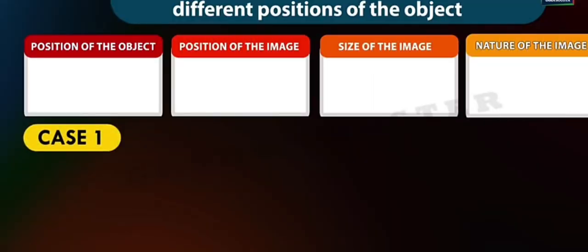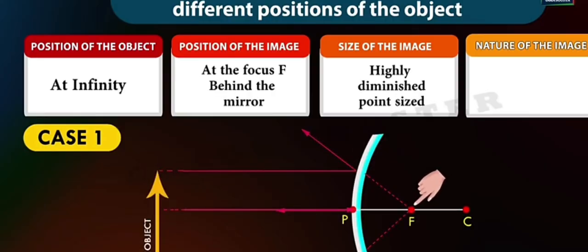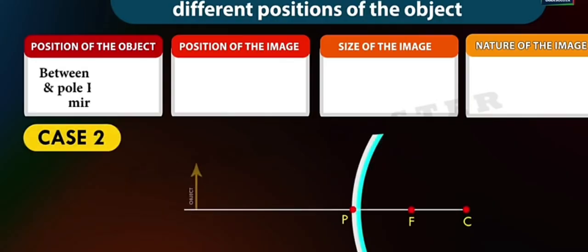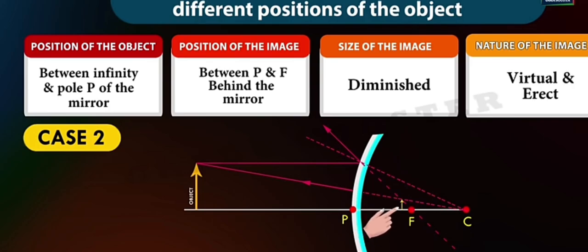Case 1. If the position of the object is at infinity, the position of the image will be at the focus behind the mirror. The size of the image is highly diminished and point-sized. The nature of the image is virtual and erect. Case 2. If the position of the object is between infinity and the pole of the mirror, the position of the image will be between P and F behind the mirror. The size of the image is diminished. The nature of the image is virtual and erect.